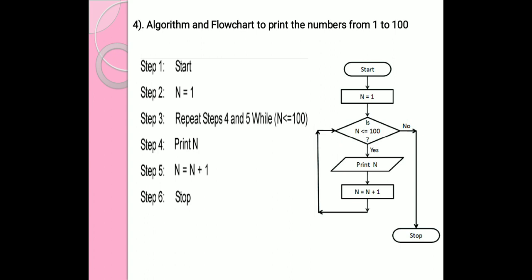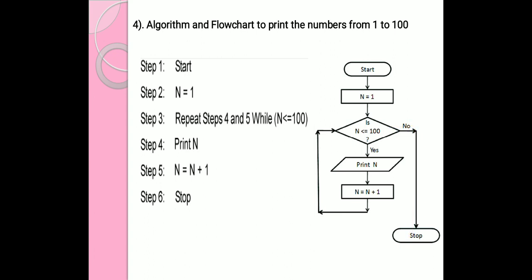And the flowchart is: start, n equal to 1, condition checked. If the condition is true, print n, then go to n equal to n plus 1, that is, the value of n is increased by 1. Again go to the decision box, the rhombus, and repeat these steps only if the condition is true. If the condition is false, then go to the stop step.